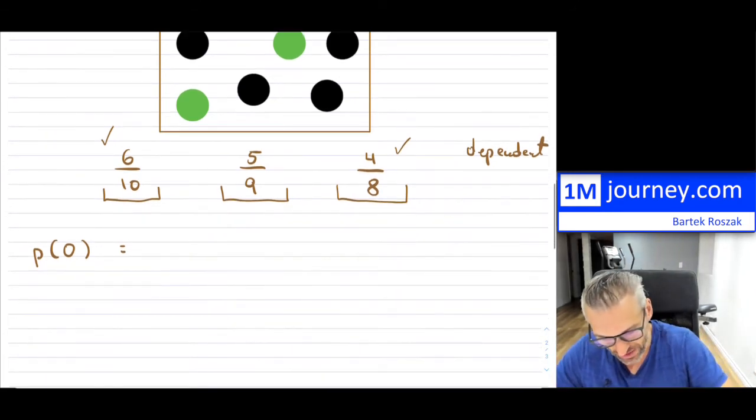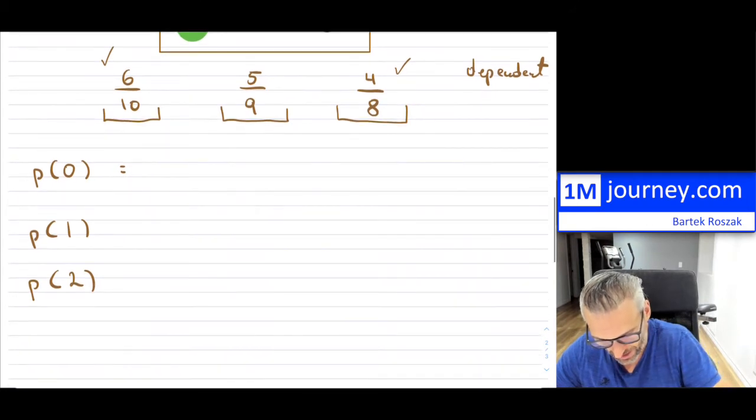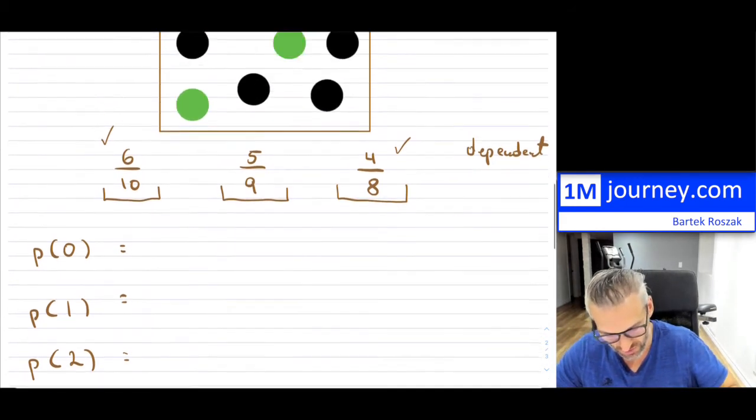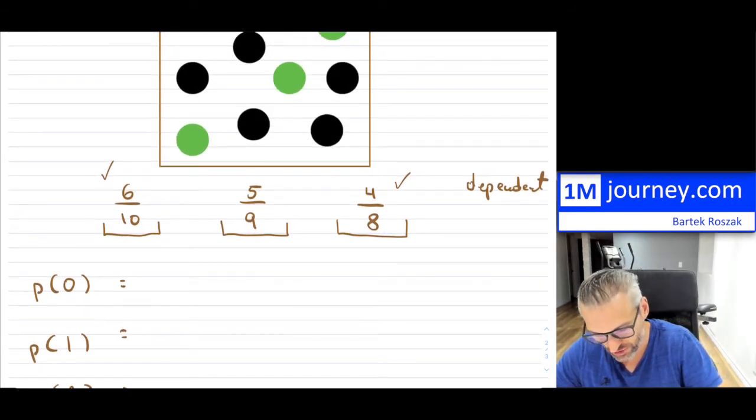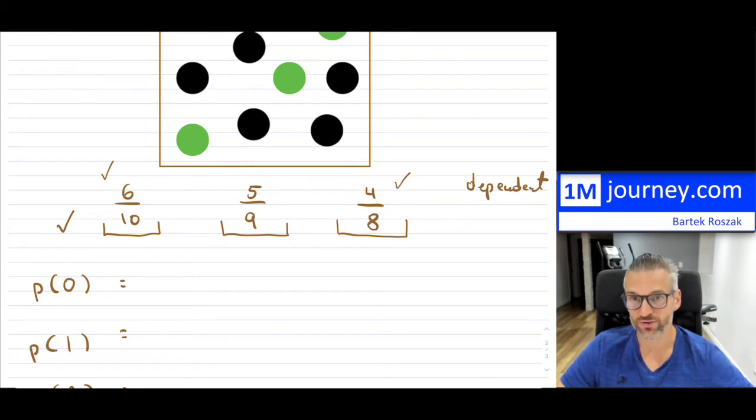So I can start playing this game and ask, how many would I be able to have? Now, I went to 3 because we had 3 trials in here. So 1, 2, 3. It could have been 4 trials, it could have been 2 trials. If it would have been 5 trials, then within 5 trials, if you want it to be all green, that's impossible because we only have 4 green balls.